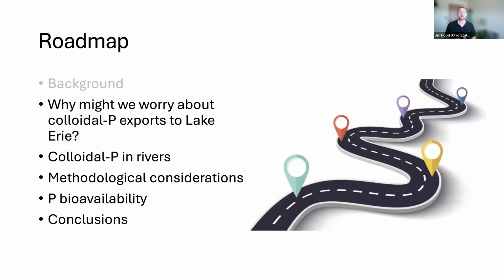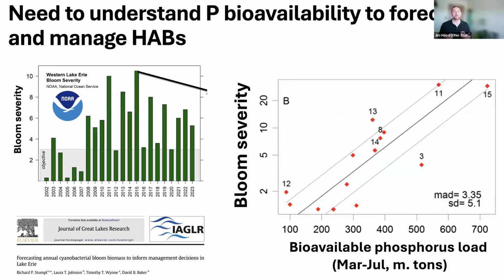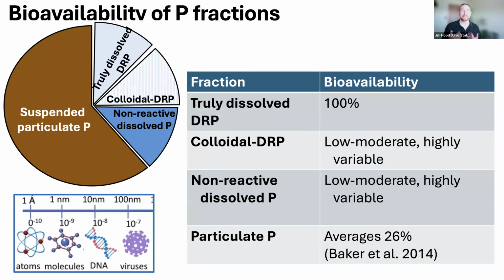So why should we worry about colloidal phosphorus exports to Lake Erie? Let me tell you why we were concerned. It all really comes down to phosphorus bioavailability and its role in promoting HABs, and the role it plays in both the management and the forecasting of harmful algal blooms. And this is why I've been talking about these fractions for the last while. So we can start here at the bottom. This particulate phosphorus fraction, at least within the Maumee River watershed, averages about 26% bioavailable phosphorus.